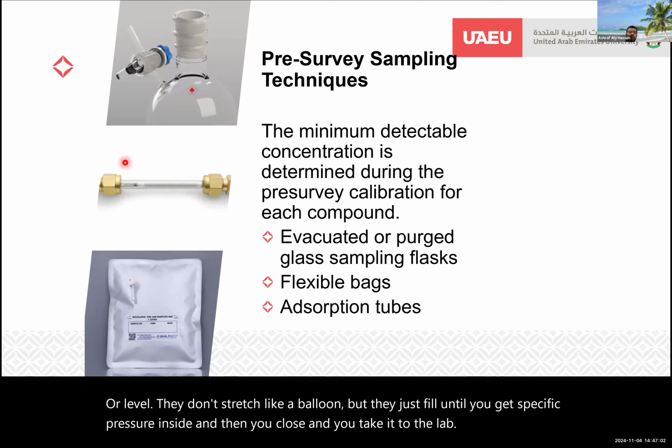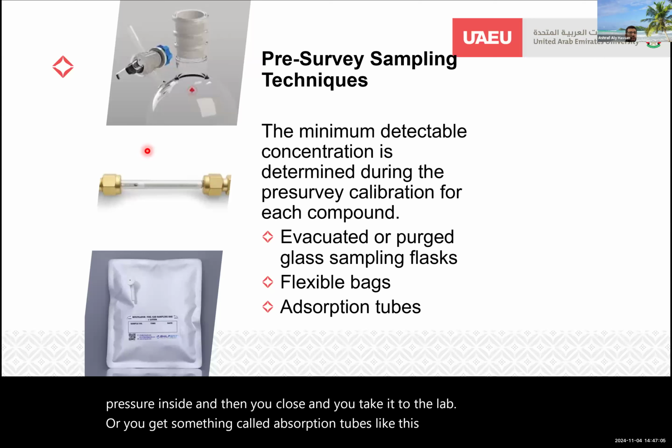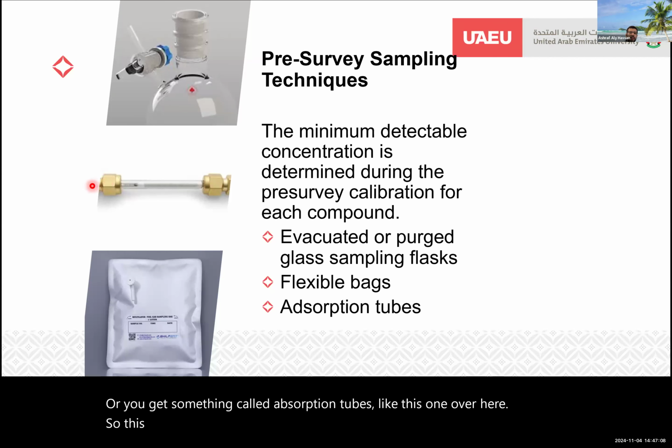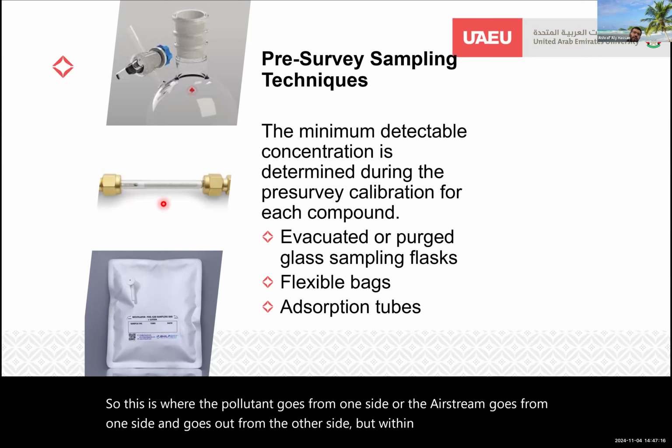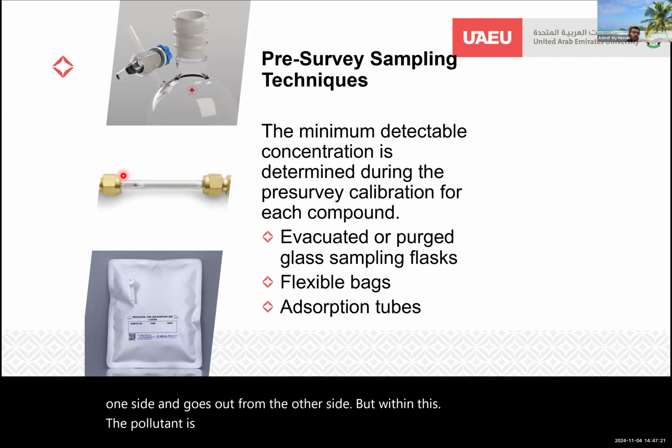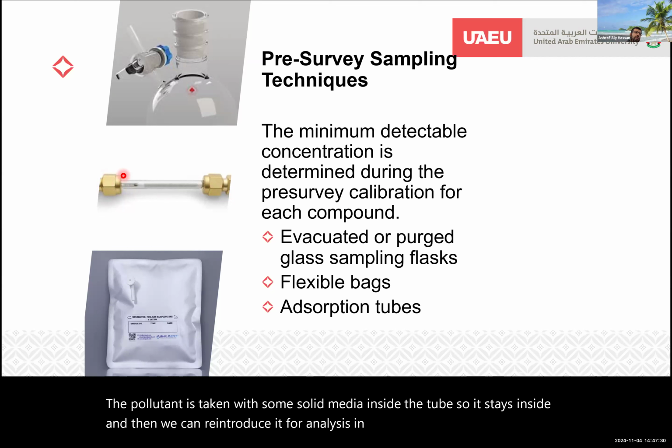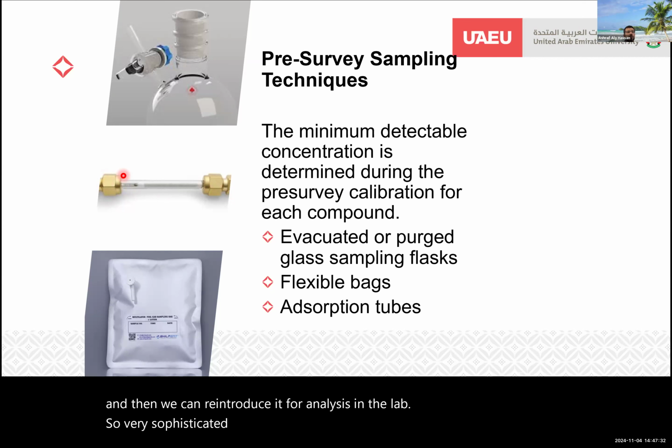Or you get something called adsorption tubes, like this one over here. This is where the airstream goes in from one side and goes out from the other side. But within this, the pollutant is taken up by some solid media inside the tube, so it stays inside. And then we can reintroduce it for analysis in the lab. So very sophisticated techniques for how to collect your sample. It really depends on what you want. There is no good or bad.